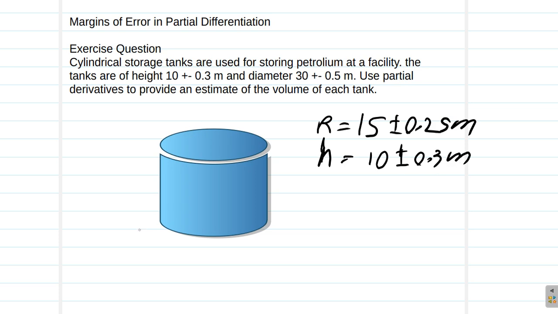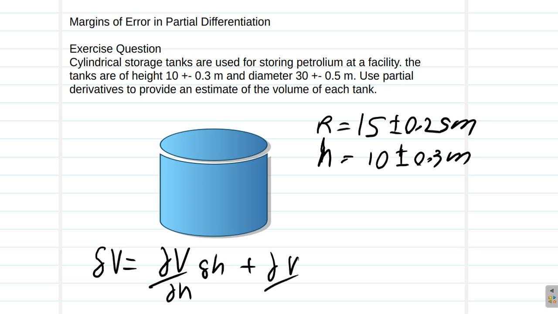Now, you know that the change in the volume would be the partial derivative of volume with respect to height times the change in height plus the partial derivative of volume with respect to radius times the change in radius. Alright?